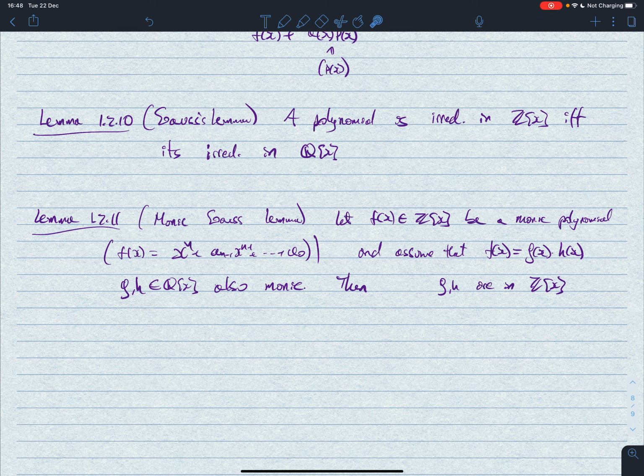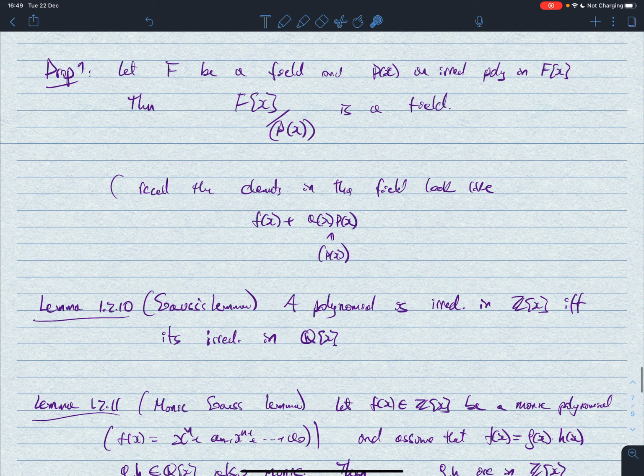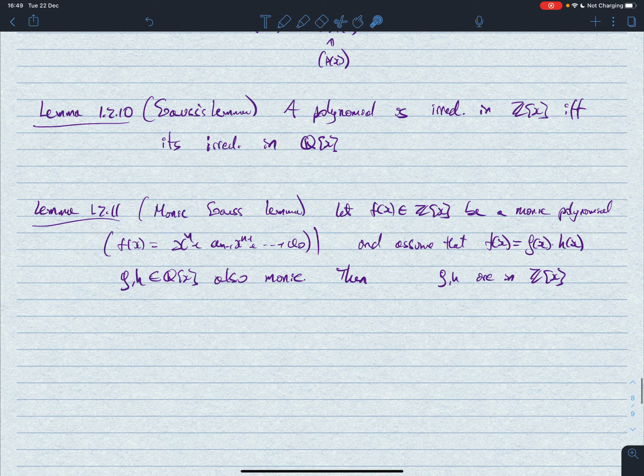But with these two things, we can just reduce from checking polynomials are reducible over Q[x] to checking polynomials are reducible over Z[x], which would be great because the fields that we're going to construct are going to be like how we did in this proposition, but F is going to be Q, and p is going to be some irreducible polynomial over Q[x]. And so we're going to take irreducible polynomials over Z[x], which is the same thing, and quotient Q[x] by those polynomials.